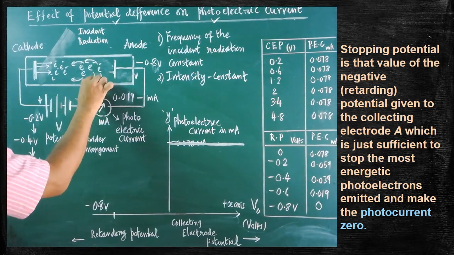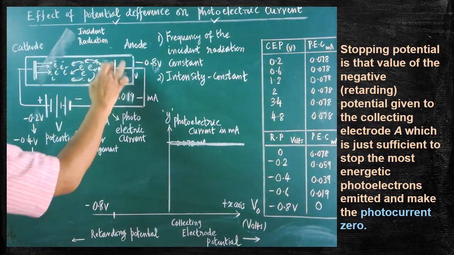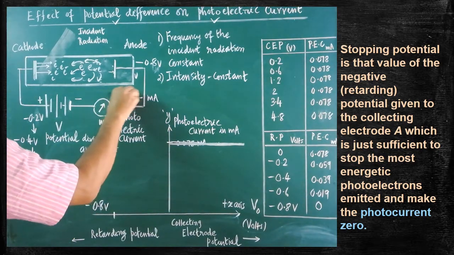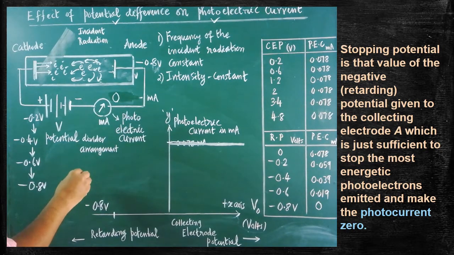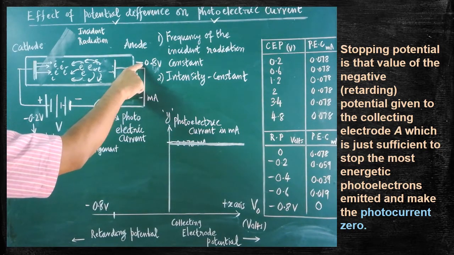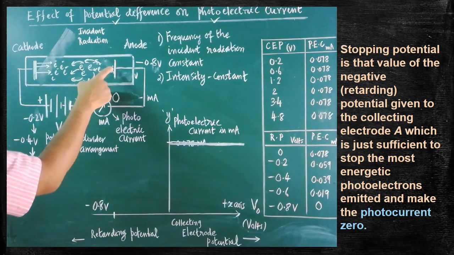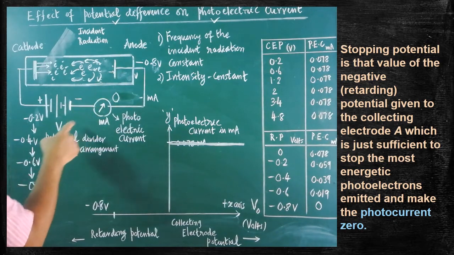No electron will be reaching the anode. So when no electrons are reaching the anode, what will happen? The photoelectric current will become 0. There won't be any reading at all. So when minus 0.8 volt is given to the anode, no electron is reaching. Even the fastest electron will be stopped by the negative potential.